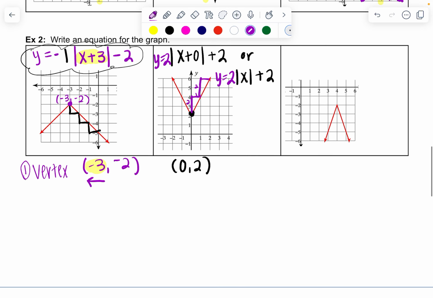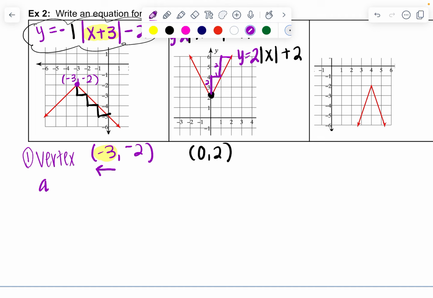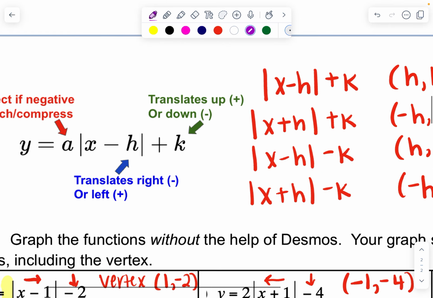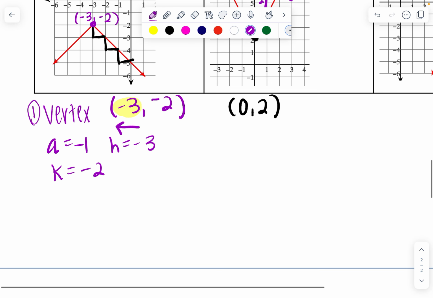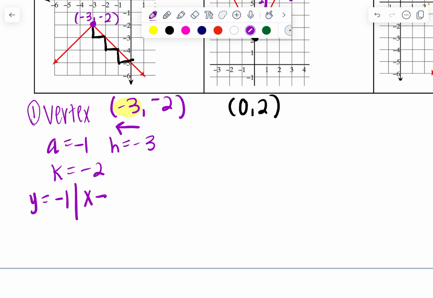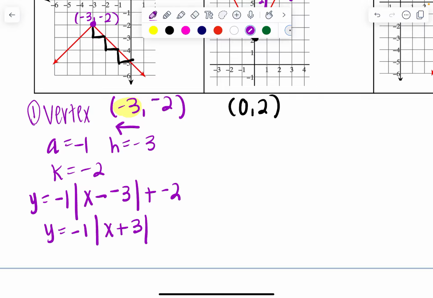Another way to think about this, here, my a is -1, again, because I'm going down 1 over 1. My h is -3. My k is -2. So plugging all that into this equation, if that makes it easier for you, y equals a times the absolute value of x minus h plus k, which if we simplified this then, -1 times |x + 3| minus 2. These two mean the same thing, okay?